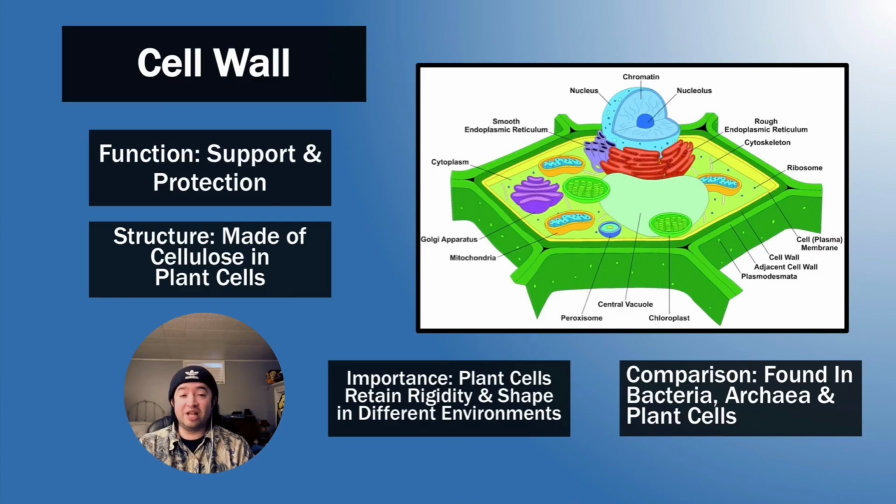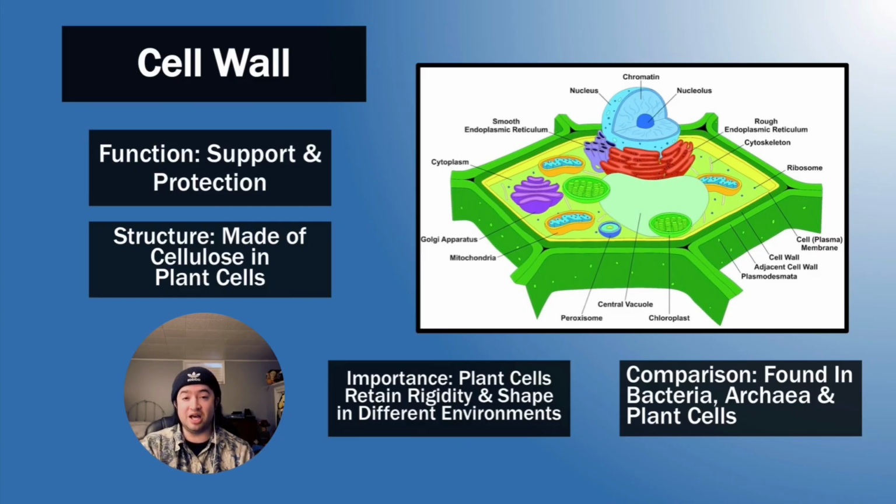Plant cell walls give plants their shape and structure, allowing them to grow and retain their shape in many different environments. These environments could be hypertonic, hypotonic, and isotonic in nature, which would, of course, affect the amount of water entering and exiting the plant cell.